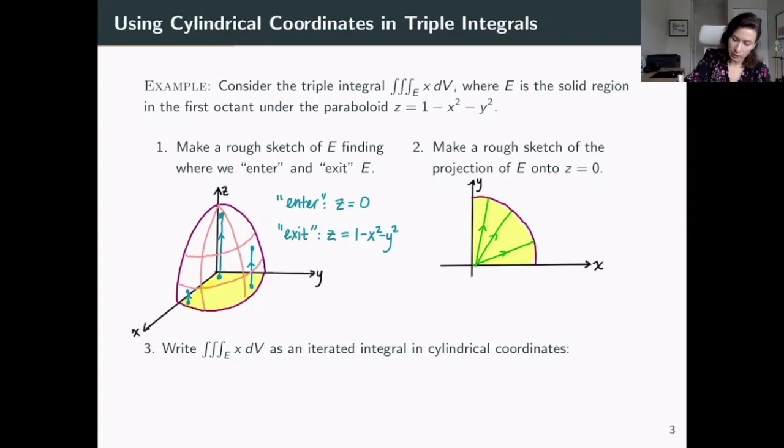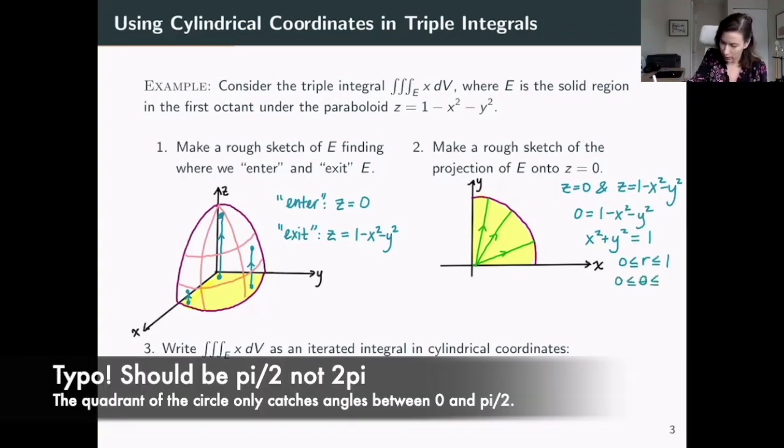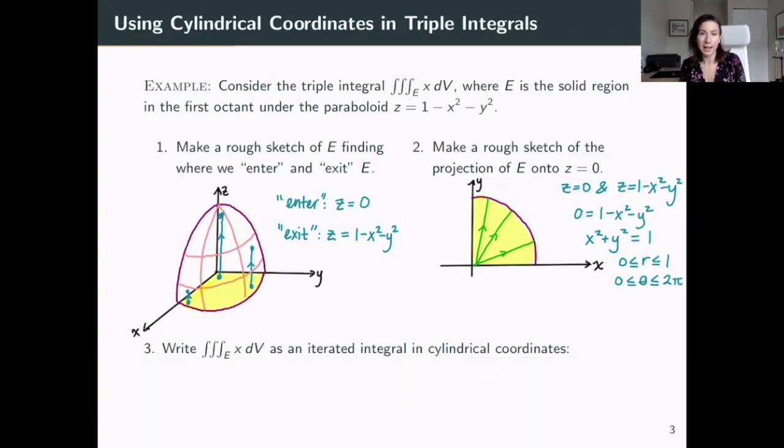So first of all, we can note that this is happening when z is equal to 0, and we have that z is going to be equal to 1 minus x squared minus y squared. To find the equation of this boundary, we need to set these equal to each other. So 0 is equal to 1 minus x squared minus y squared, which means that we're really just working over the unit disk. And this is true when our r is ranging between 0 and 1, and our theta is ranging between 0 and 2 pi.